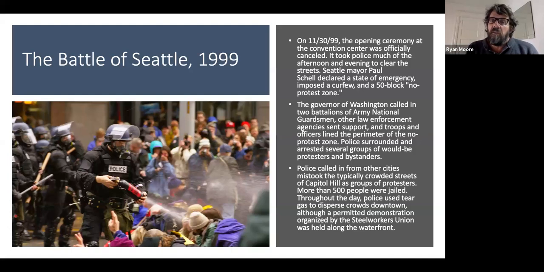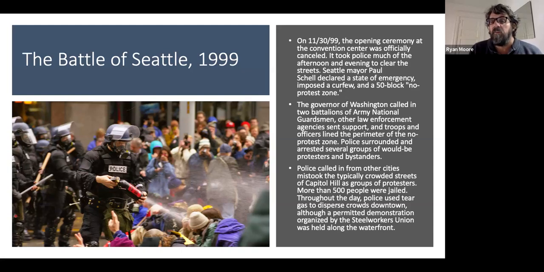And then the governor of Washington called in two battalions of the Army National Guardsmen, and all kinds of other law enforcement agencies sent support. The troops and officers lined the perimeter of the no protest zone. The police surrounded and arrested several groups of would-be bystanders, protesters and bystanders. And police called in from other cities generally mistook the typically crowded streets of Capitol Hill as groups of protesters. More than 500 people were jailed.